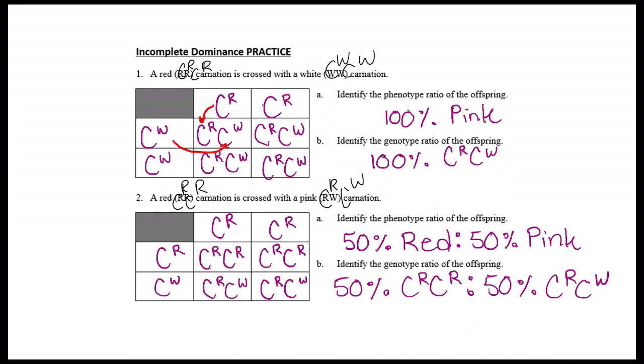Example 2, a red C^RC^R is crossed with a pink C^RC^W carnation. Again, this first allele is donated from the parent on top. This one is donated from the parent on the side, and so on throughout. We can see that 2 of the offspring are C^RC^R and 2 are C^RC^W. So 50% are red, which is the C^RC^R, and 50% are pink, C^RC^W.